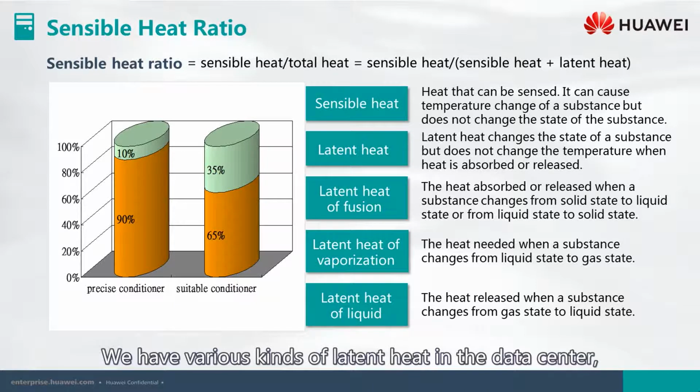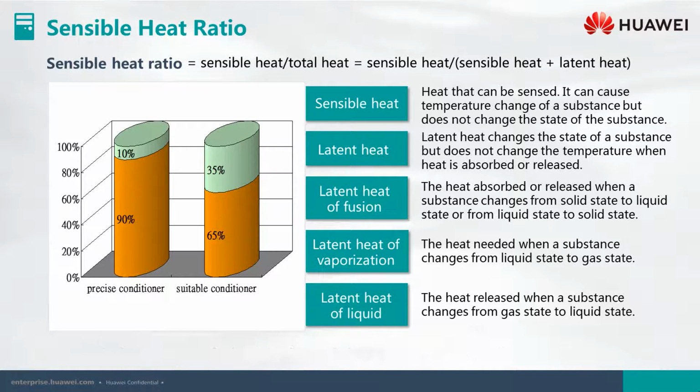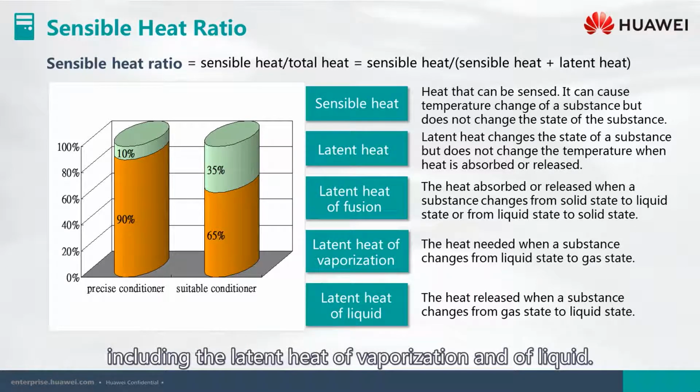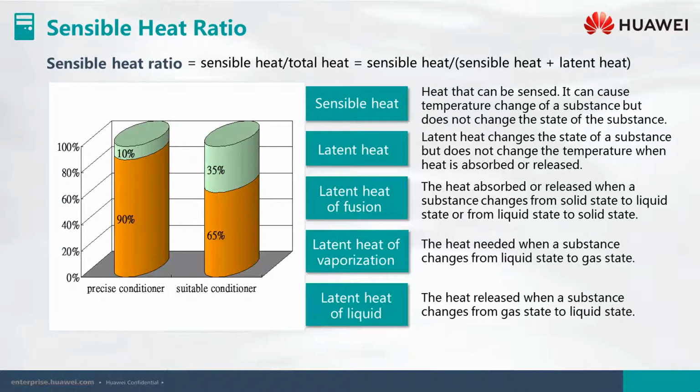We have various kinds of latent heat in the data center, including the latent heat of vaporization and of liquid.